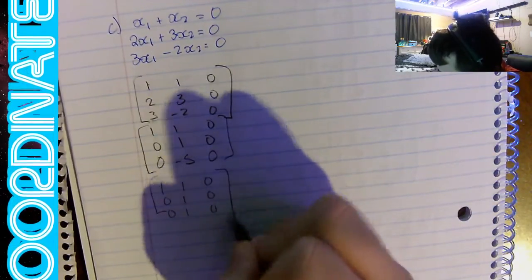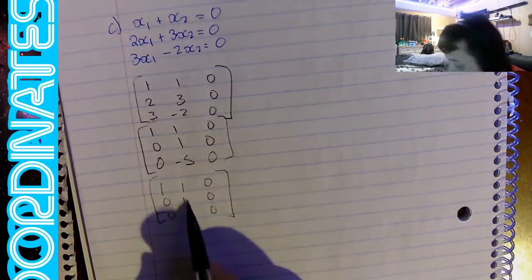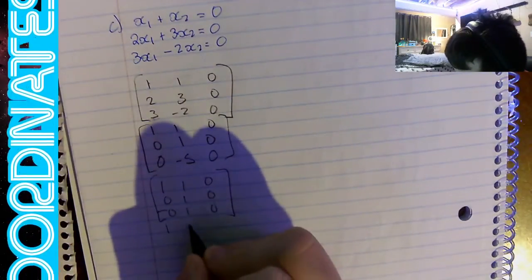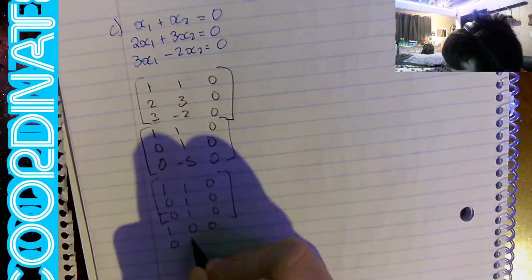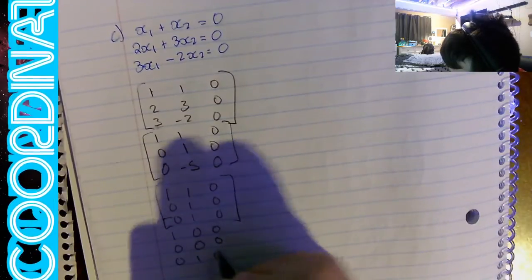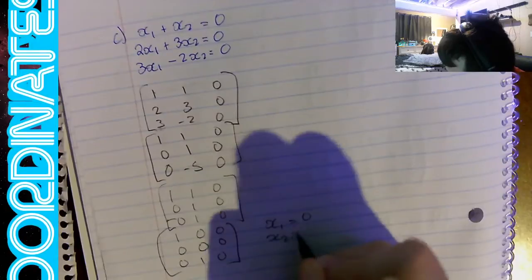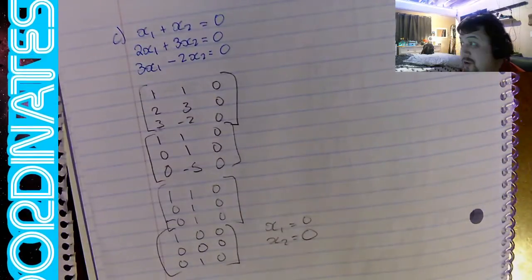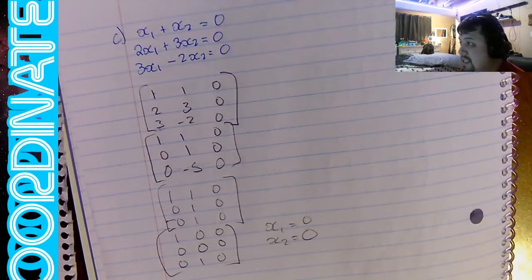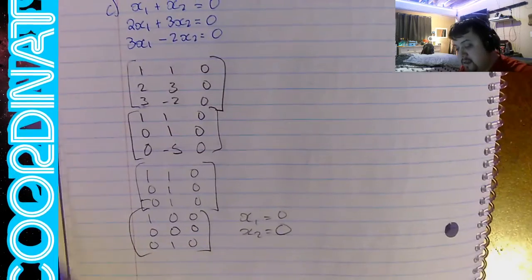Or 1, sorry. And I'm going to subtract all of these to get 0. So what you're going to end up with is 0, 0, 0, 0, 0, 0, 1, 0. And look at that: x1 equals 0, x2 equals 0. Who knew? Too easy, bros. We just went through it because, like, why not?